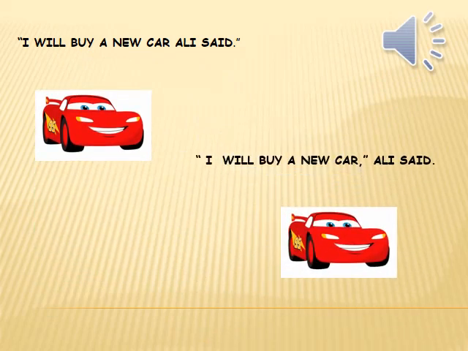Okay, now let's look at another example. I will buy a new car, Ali said. What is wrong in this sentence? Can you identify the mistake? Yes, the speech marks. They are put in the wrong place. So how are we going to correct it? Exactly. Inverted commas open. I will buy a new car, comma, inverted commas closed. Ali said. The reporting clause does not come inside the quotation marks. Very good.